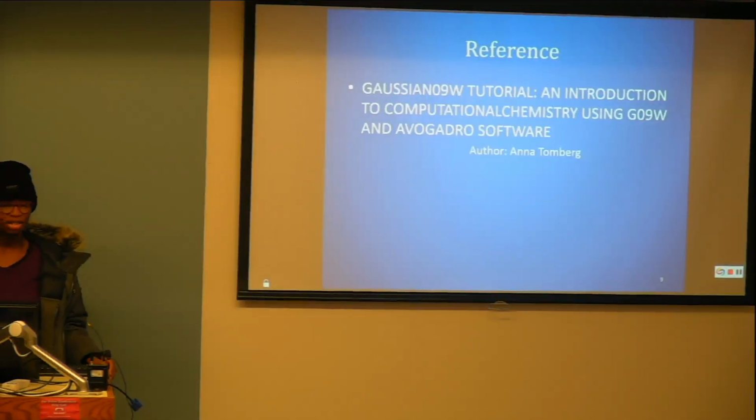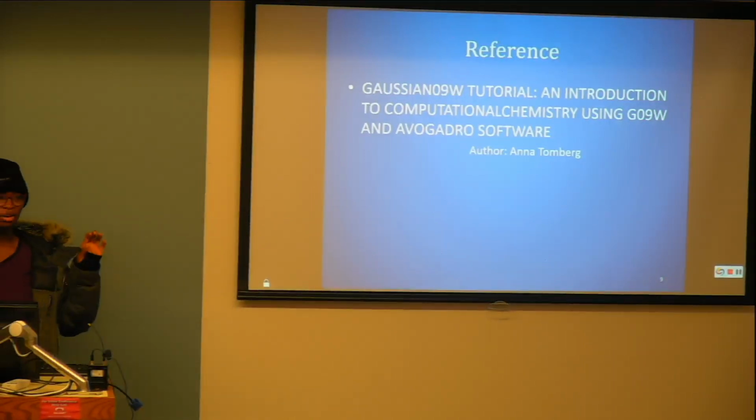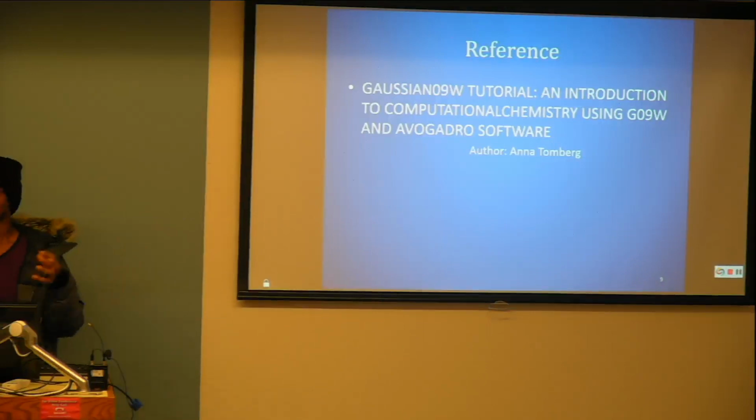Like I said, all this information was taken from this reference, and it's a very good reference. That's why I have it here, because it actually goes into the different types of jobs that you can do. It doesn't give you detail on how to run any of the calculations, but it's really good at explaining each calculation, what it does, and why it's important in relation to quantum computational chemistry.